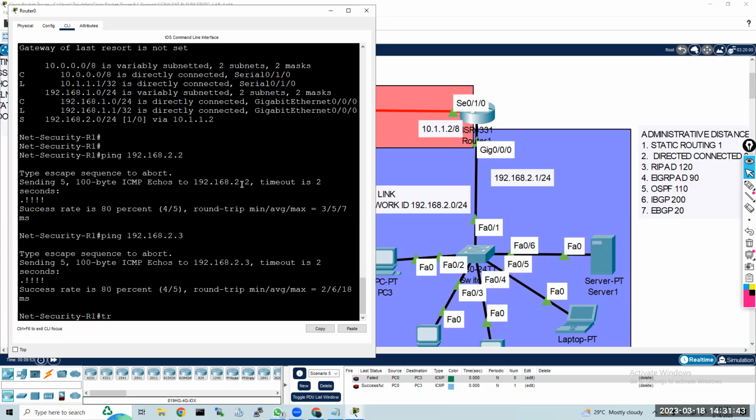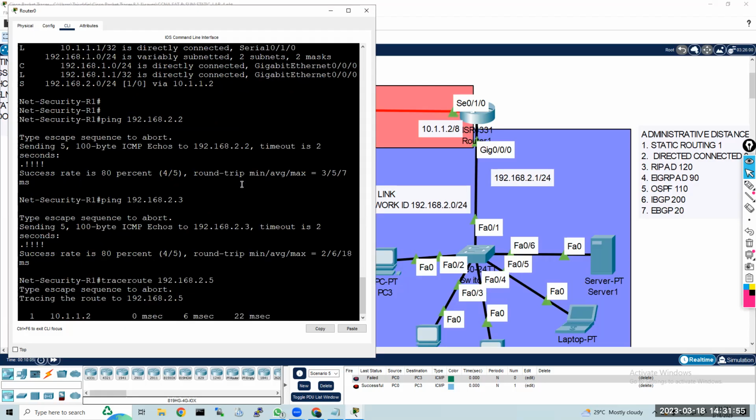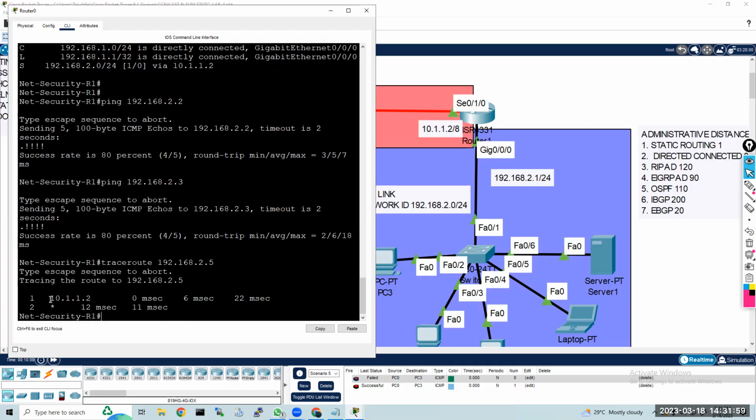So suppose if you type traceroute, trace is a command. So how is the packet moving? For example, this is 2.5, one of the networks. How is the packet moving? We can see. It's moving first to the 10.2.